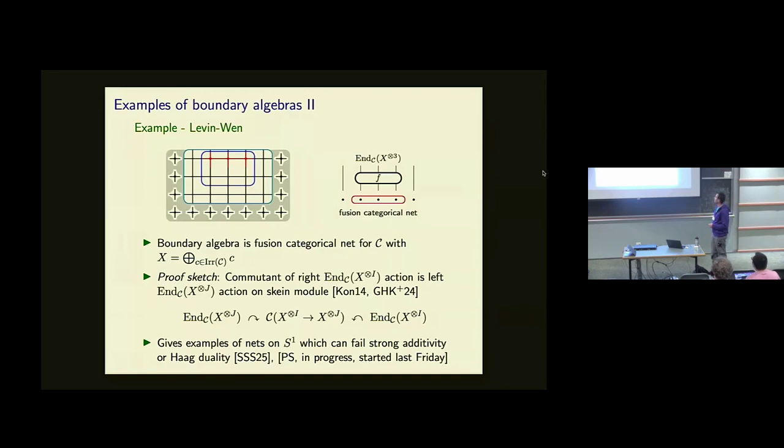What's a fusion categorical net? So the picture, is there a little button? Okay, the idea is I have a Z lattice, and I have a fusion category C with some choice of object X. And if I have some consecutive sites, I assign this algebra to those sites. So that's just a net of algebras that satisfies the axioms of a net of algebras. That's what we call a fusion categorical net, or a fusion spin chain.